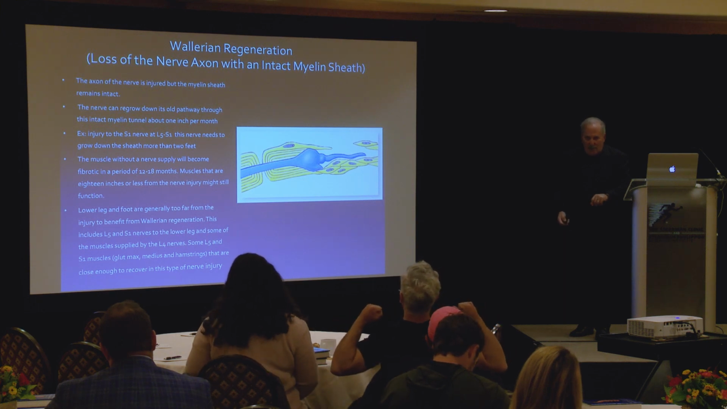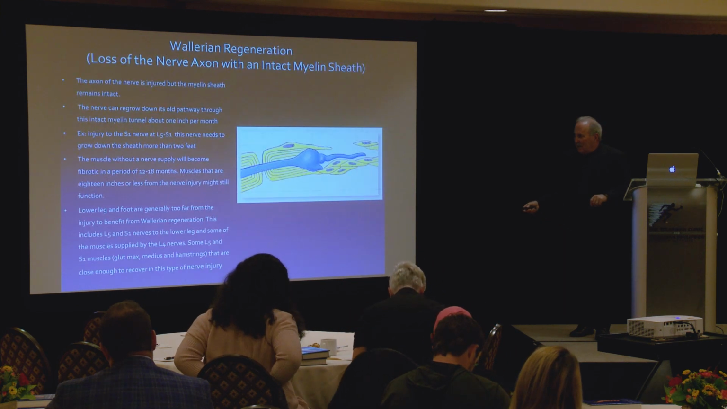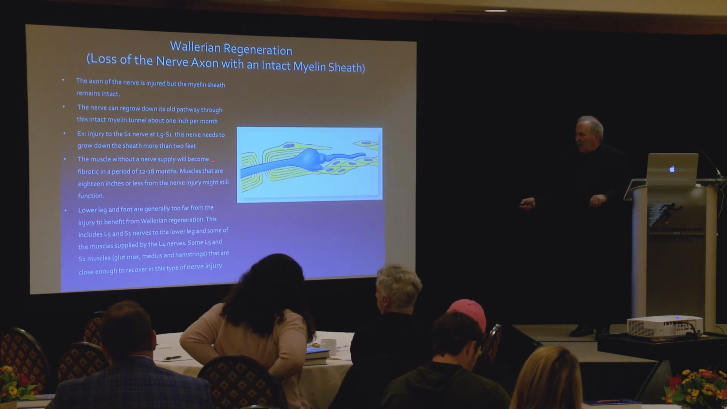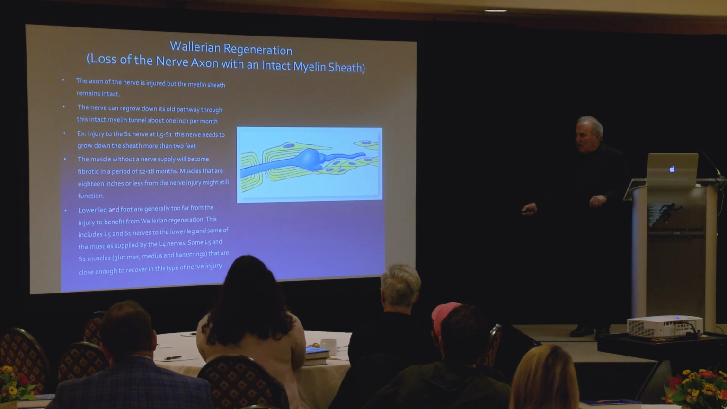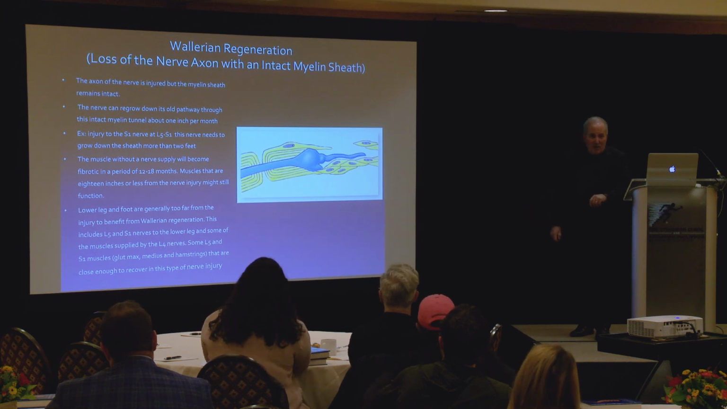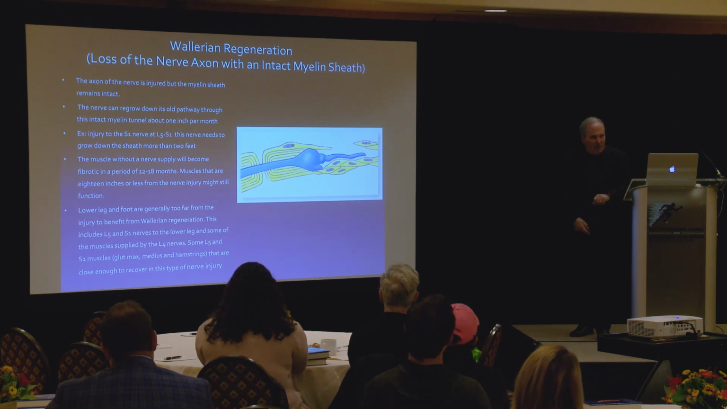What's the problem with it? Well, the problem is the muscle without a nerve supply will become fibrotic in a period of 12 to 18 months. Muscles that are 18 inches or less from the nerve injury still might regain function. But if it's 18 inches or more, the muscle's going to become fibrotic. And so even though there's a chance that nerve can heal all the way down to the gastroc soleus, if you have an S1 nerve compression, which is way up here, and the gastroc soleus is 2 feet away, is that muscle going to recover if you have this injury?